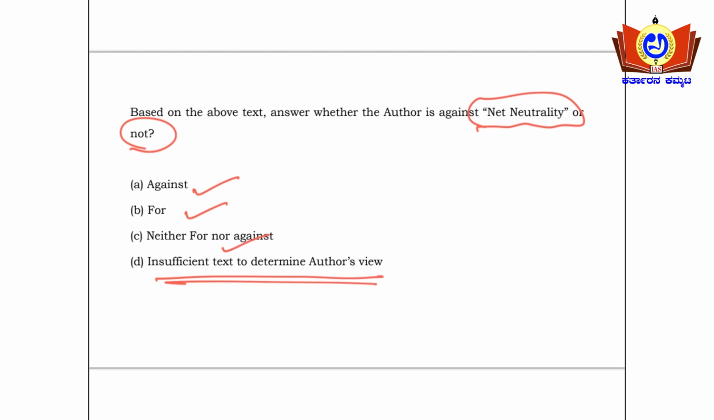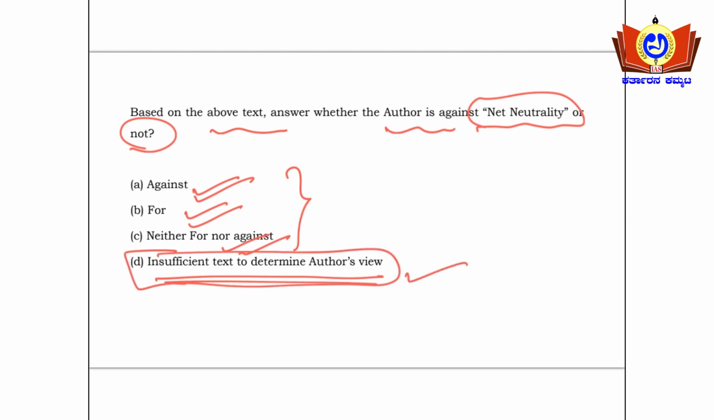The author is not clearly saying whether net neutrality should be free or not. He's always contradicting the above statement, and again he's coming to a new conclusion every time, right? So based upon the above text, on whether the author is against net neutrality or not, we cannot say clearly that he's against or he's for, neither for nor against. So the most probable option will be insufficient text to determine the author's view. Okay guys, so moving on to the next question.